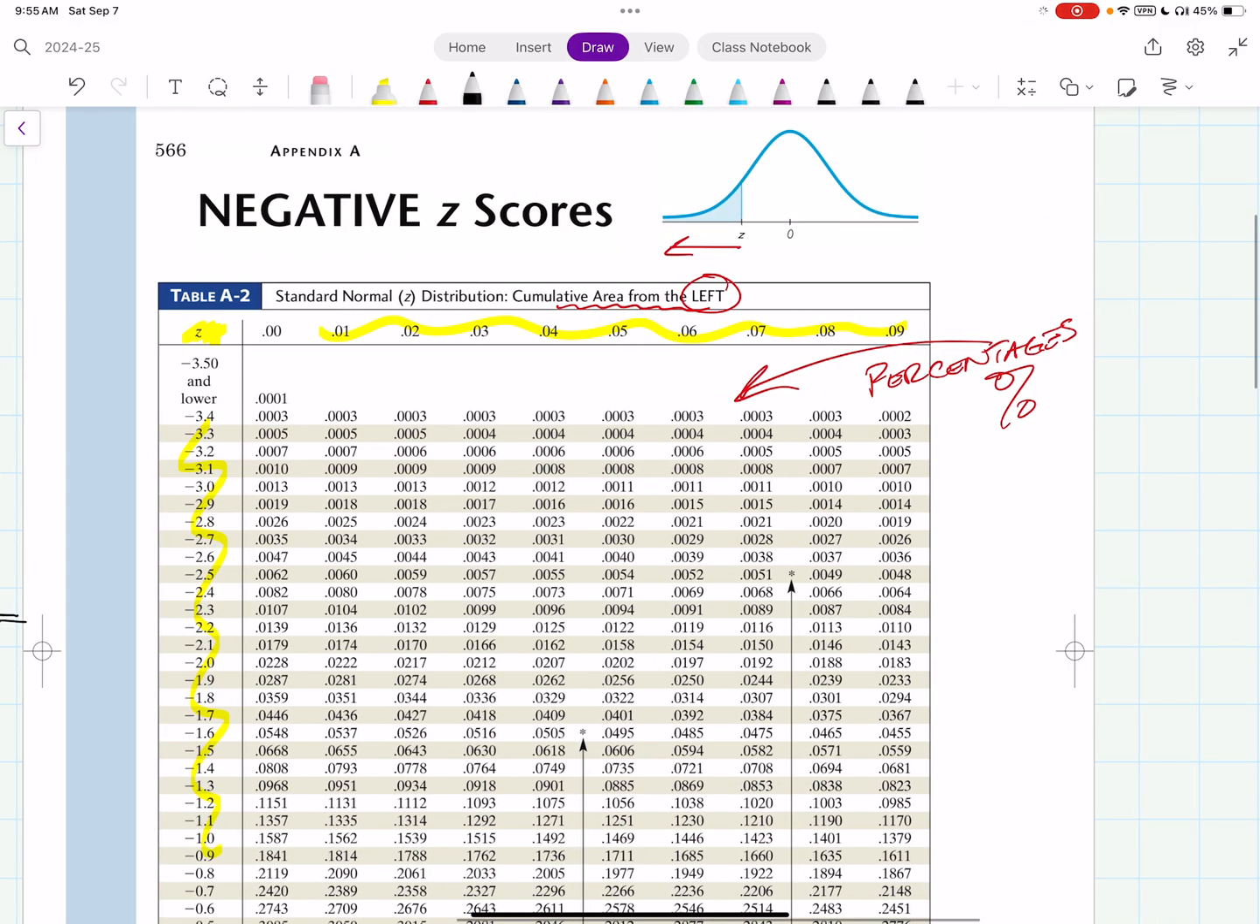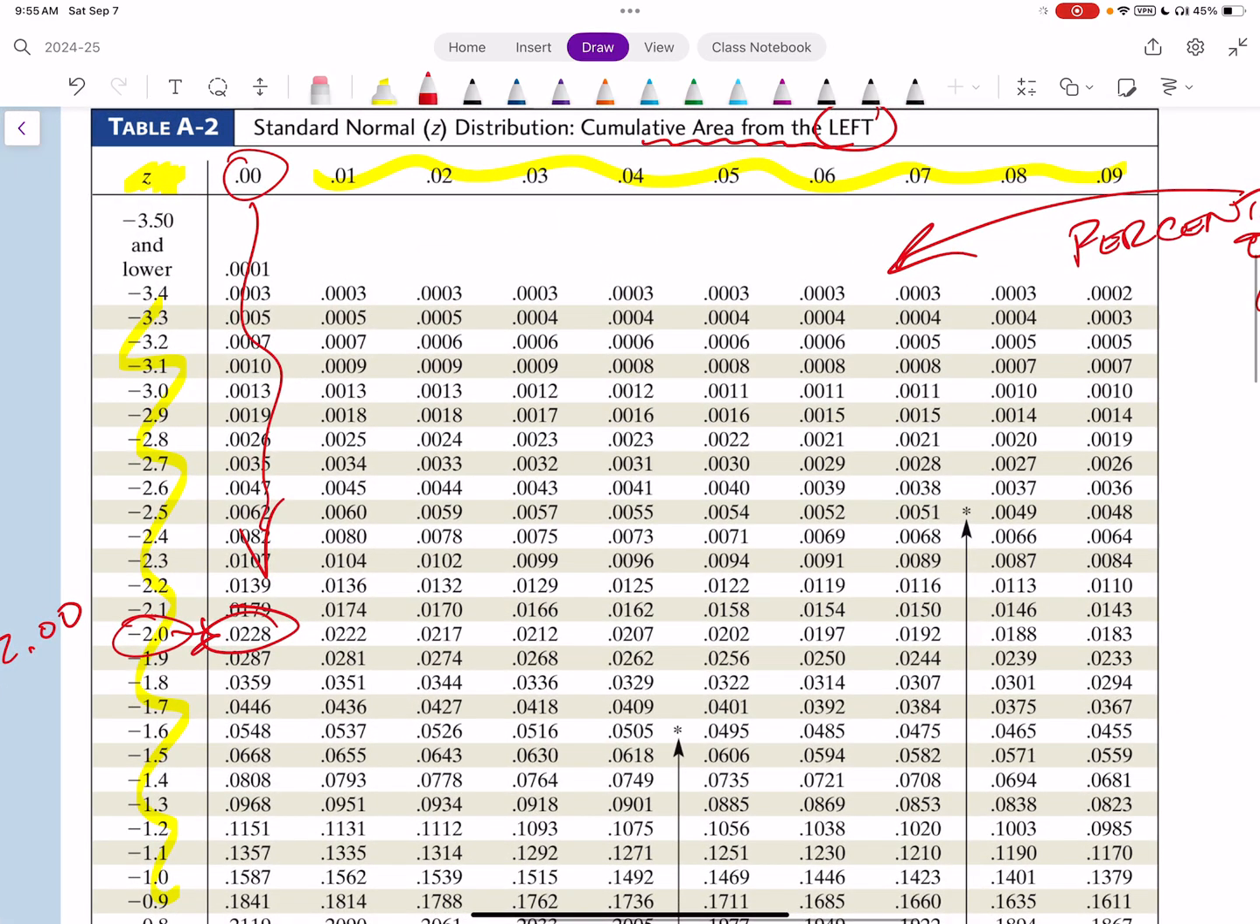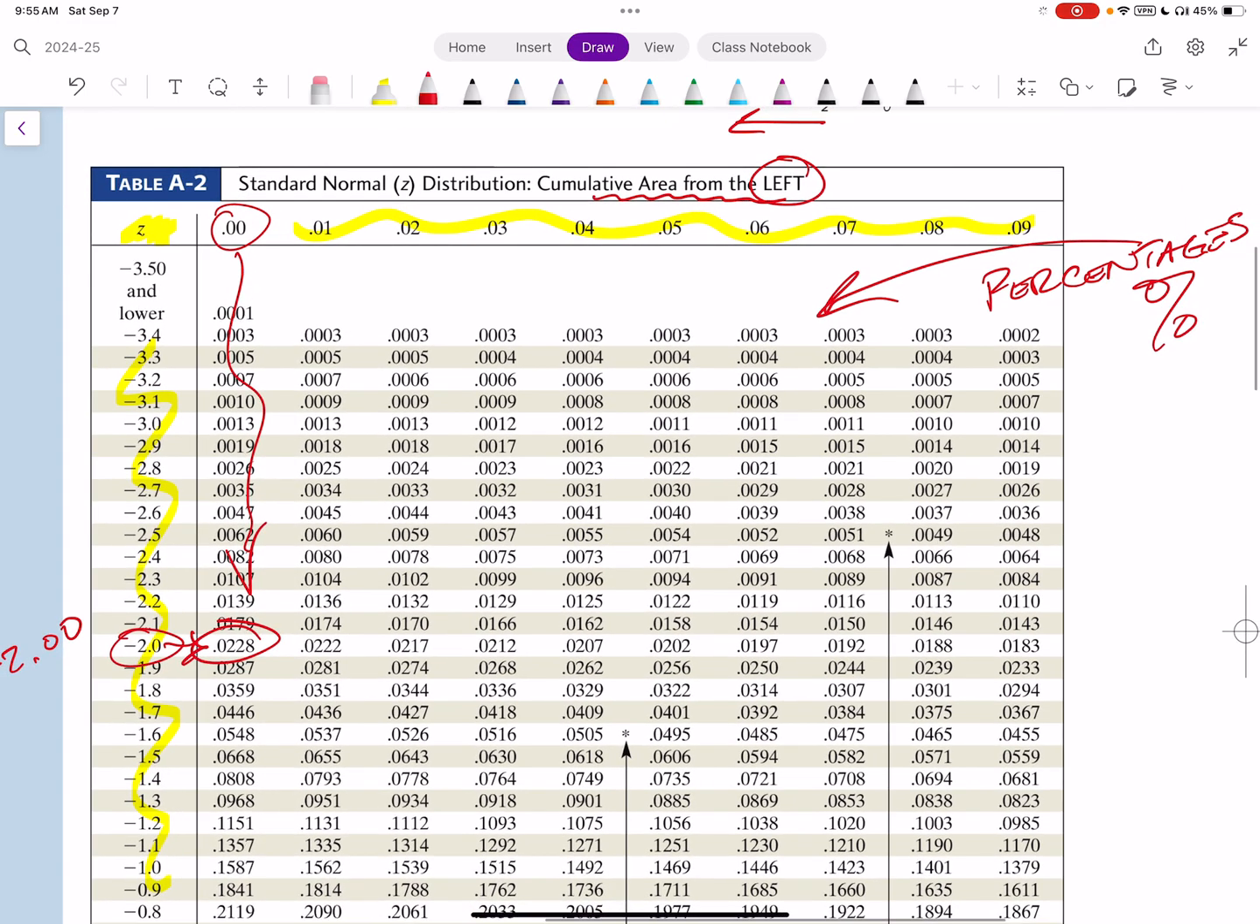So let's go do that. Let's find your -2. Again, we're trying to find z equals -2.00. So we have to find -2.0. Then up here, here's 0.00. You go across and down, and then you read it. And it says right up here, 0.0228, which is 2.28%. That's your exact theoretical value.